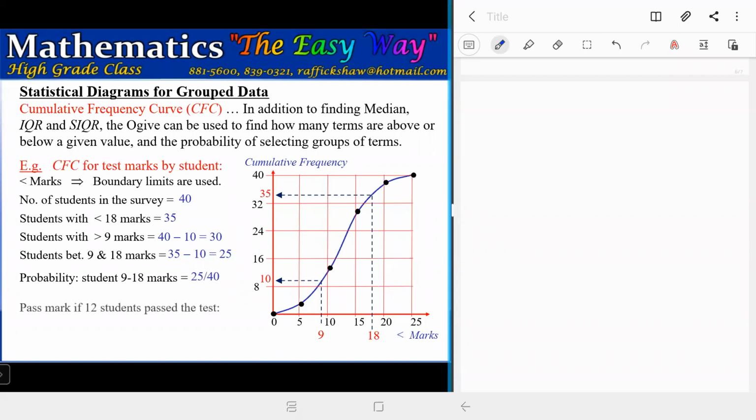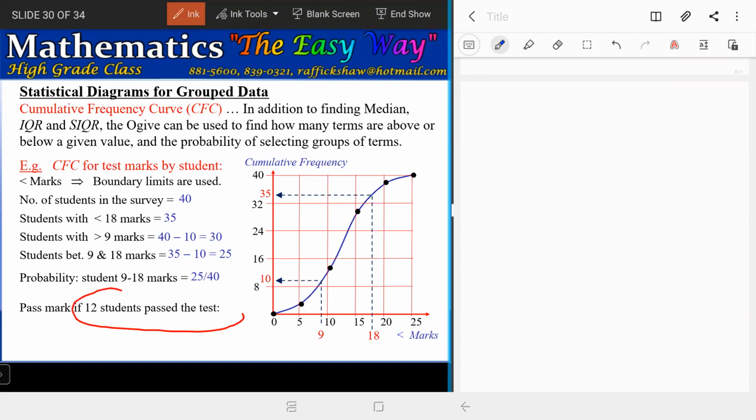All right. Now listen to this. What is the pass mark if 12 students pass the test? So the first question is, if 12 students pass the test, where are those students located on the graph? Remember, these are the students up here. Where are those 12 students up here?